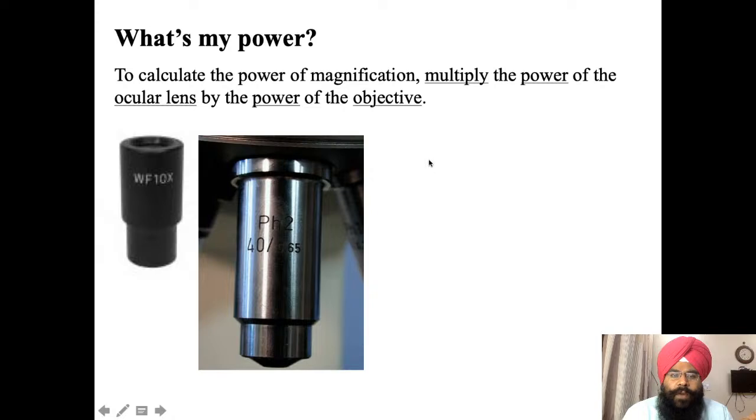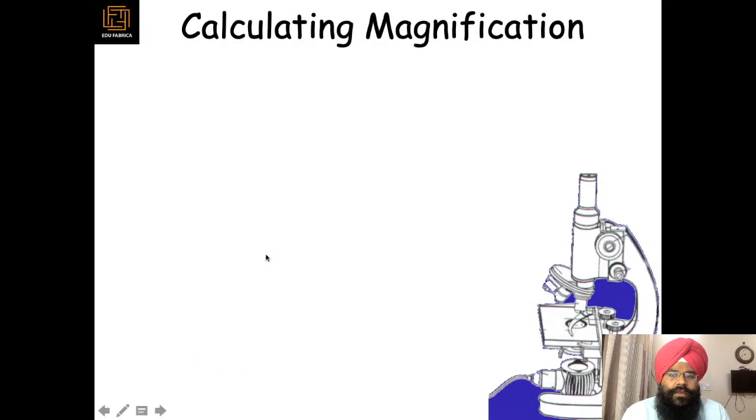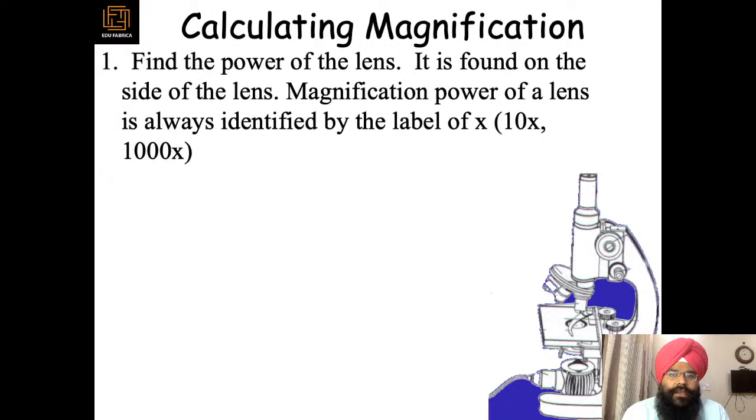So there is also the power of your microscope. To calculate the power of magnification, multiply the power of the ocular lens by the power of the objective lens. So like this, you have 10x, this is 40x. You can calculate by just multiplying it.